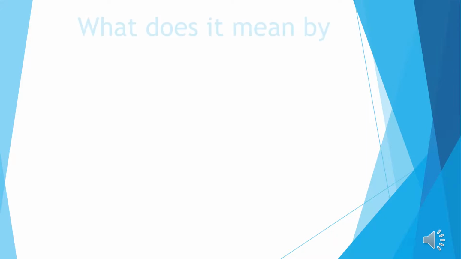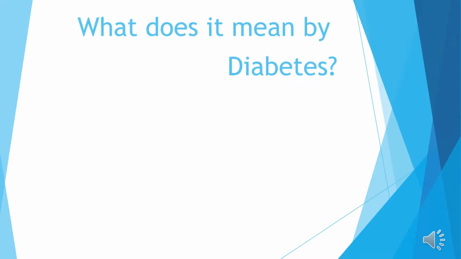Okay, what does it mean by diabetes? Diabetes basically is high blood sugar in our blood. What is diabetes? Basically, diabetes is just too much sugar in our blood. Thus, we call it high blood sugar.